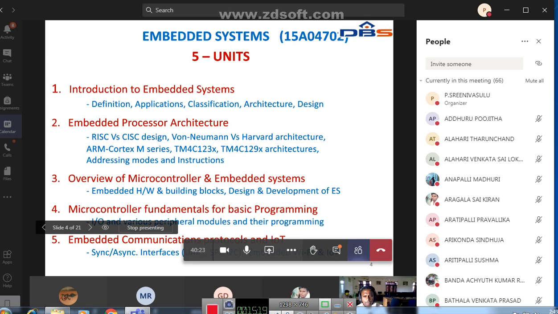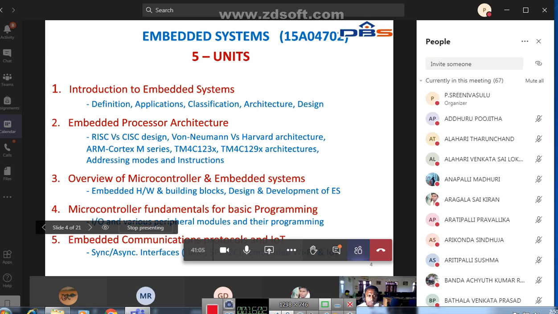And coming to the fourth unit, microcontroller fundamentals for basic programming. Okay, here IO and various peripheral modules and their programming. Peripherals means IO ports, input output ports are there, and the output devices, like LED display or LCD display, and so input and output ports commonly can be treated as a simple screen display. So how to program that, and how to program various peripheral devices, like we can connect different peripherals to the main microcontroller.